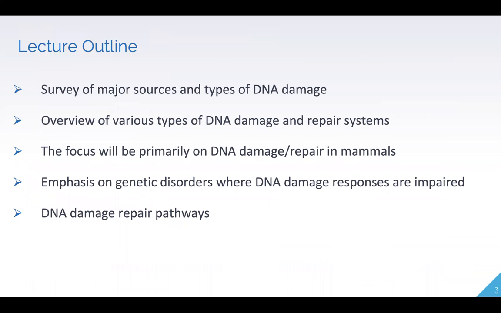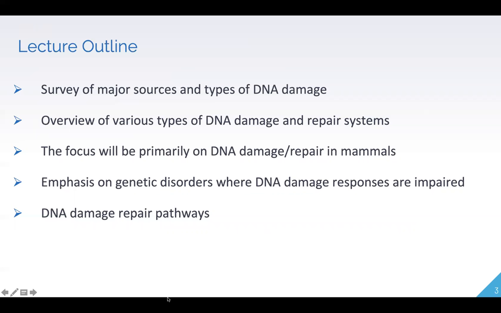All right, so here's an outline for the first lecture of today. We'll begin by surveying some of the major sources and types of DNA damage that a cell can encounter. We'll then summarize briefly what these types of DNA damage are, how they can be inflicted, and then the different repair systems that the cells have evolved to cope with these sorts of lesions.